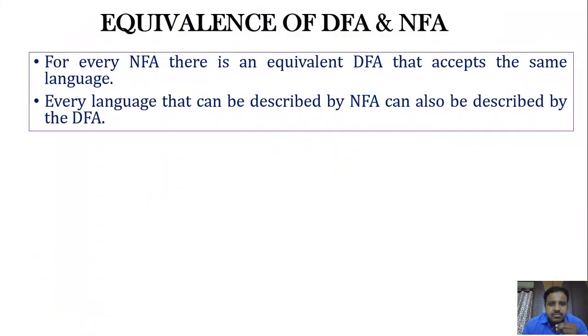First, we have seen this concept in the previous class: for every NFA there exists an equivalent DFA that accepts the same language. So the language which is accepted by an NFA can also be accepted by a DFA. Whenever a language is accepted by an NFA, if the same language is accepted by the DFA, then we can say that both DFA and NFA are equivalent.